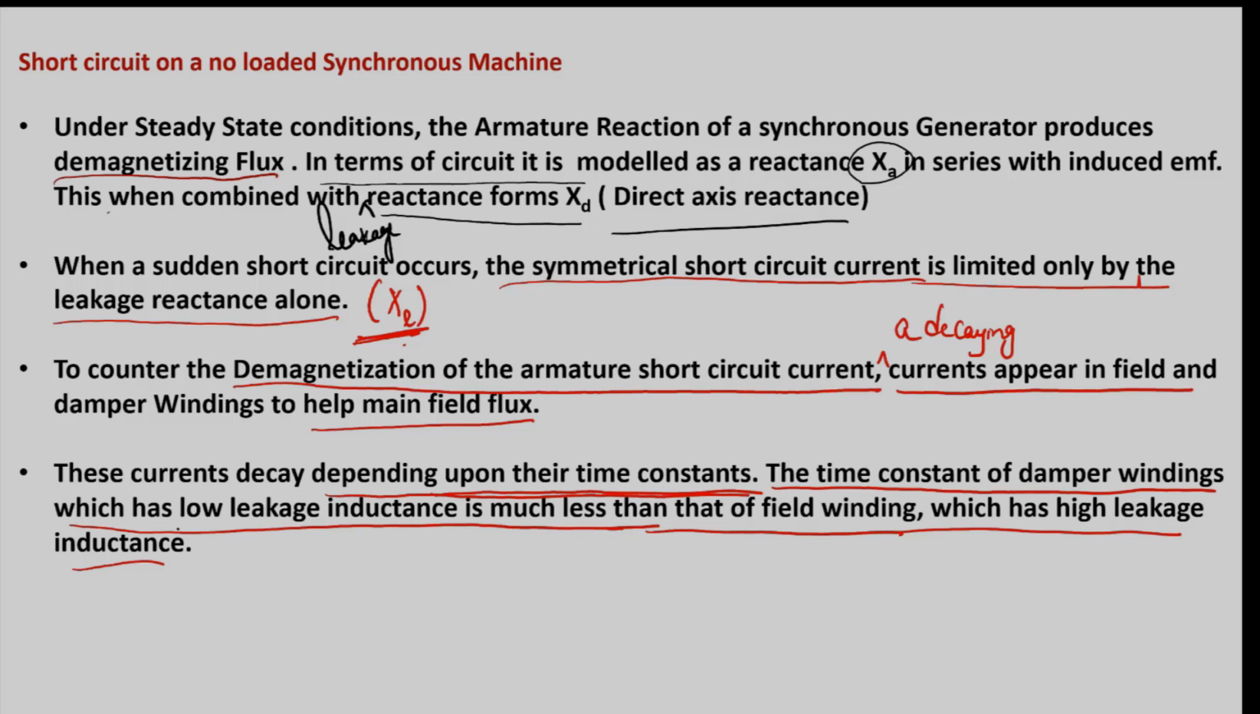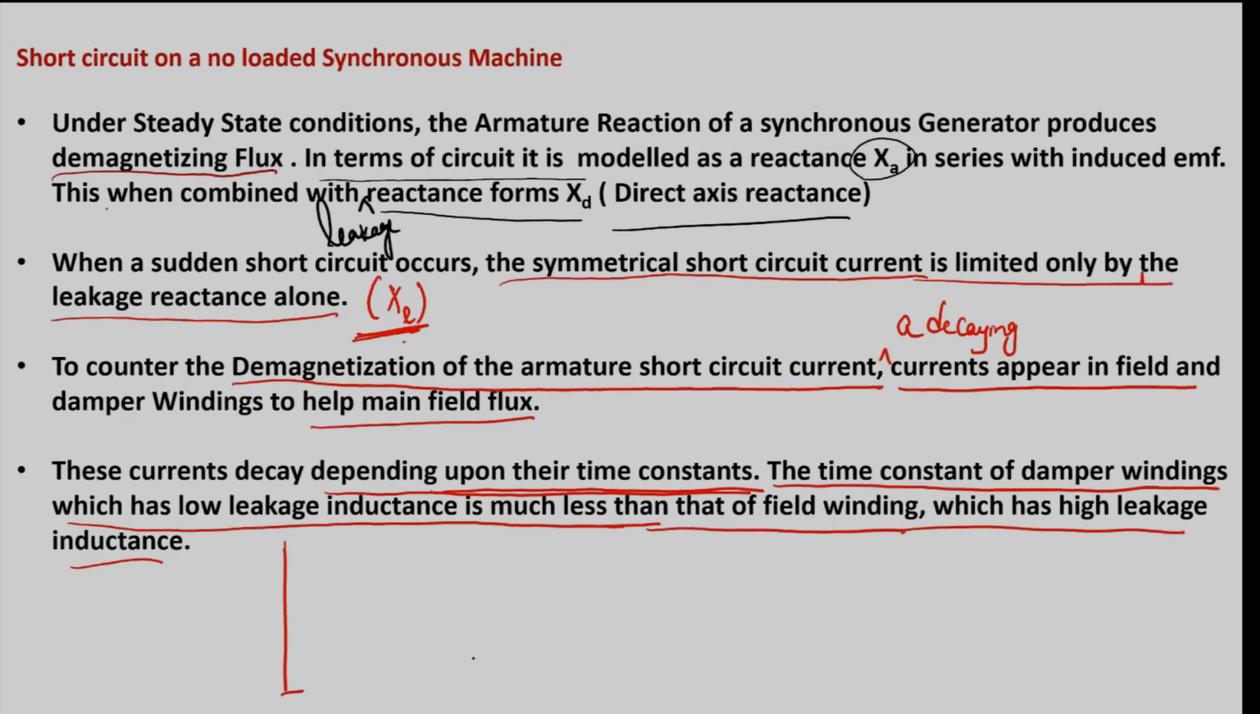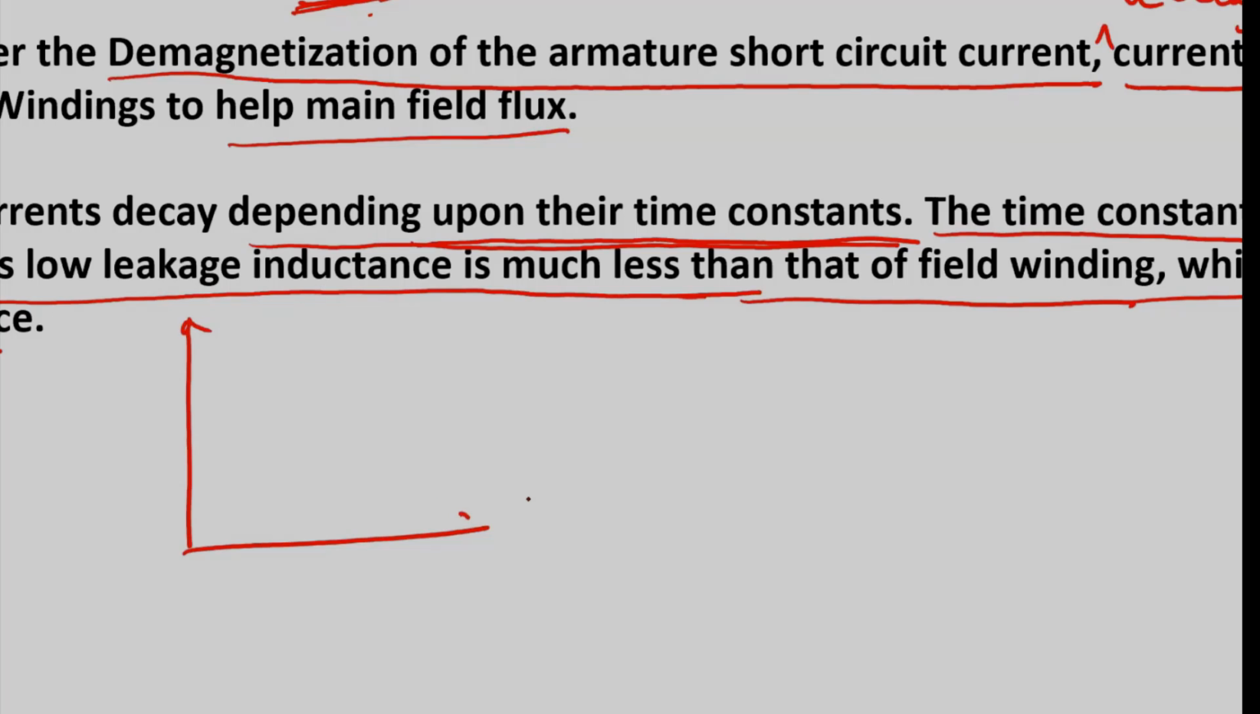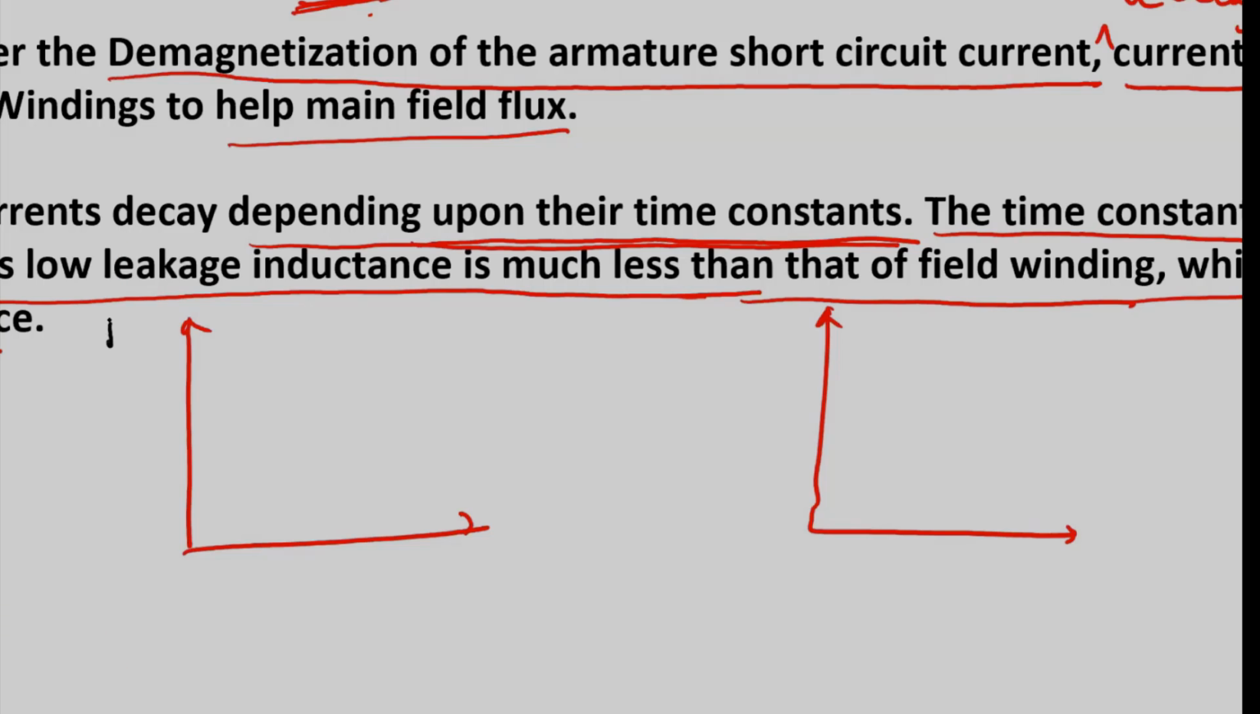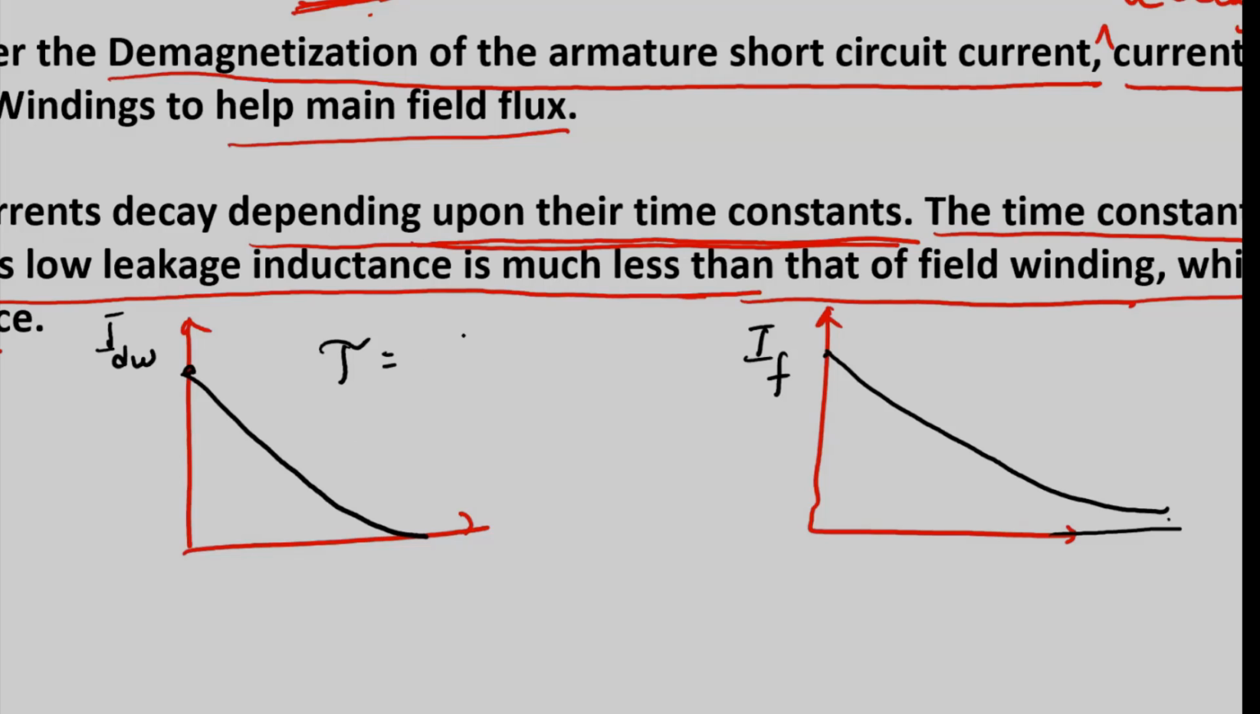But however, to help the main field flux, DC decaying currents are induced in the damper windings and main field windings. So damper winding currents and main field winding currents. So the damper winding time constant, tau, is given as inductance of damper winding divided by resistance of damper winding.